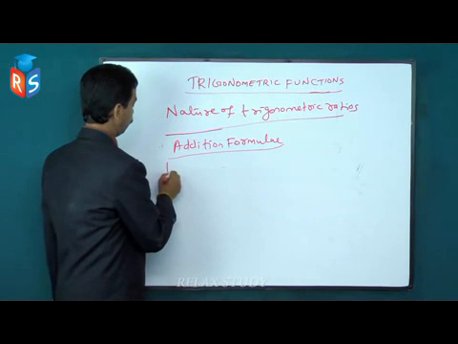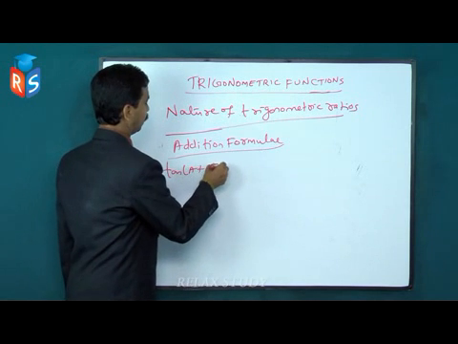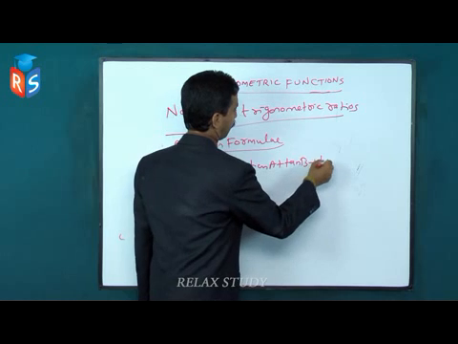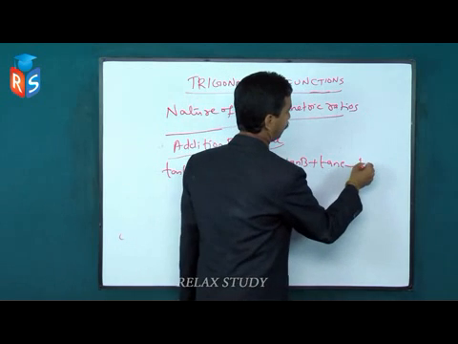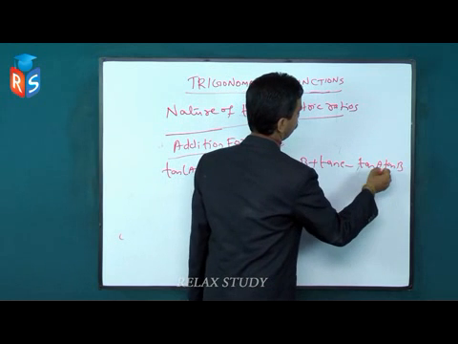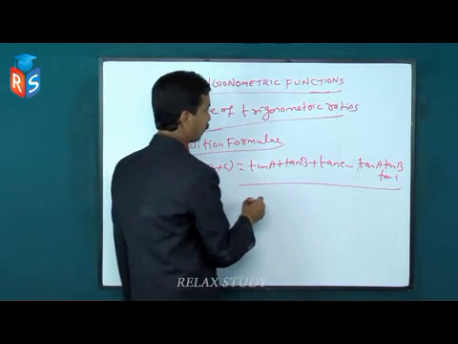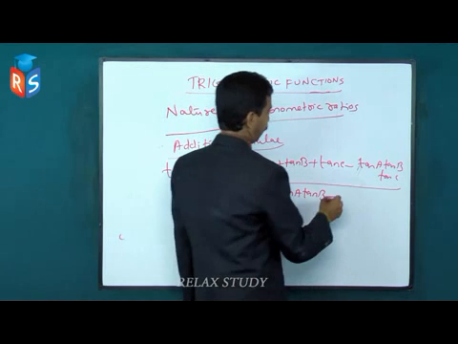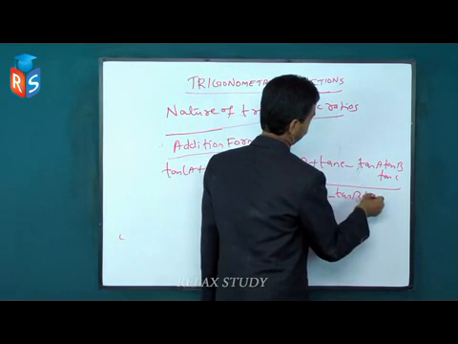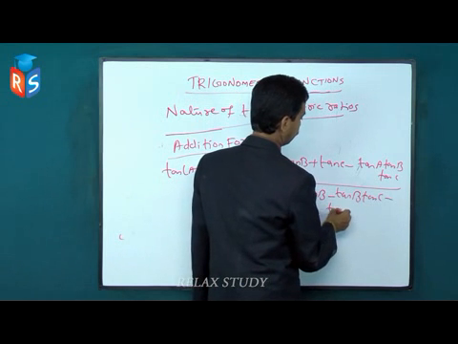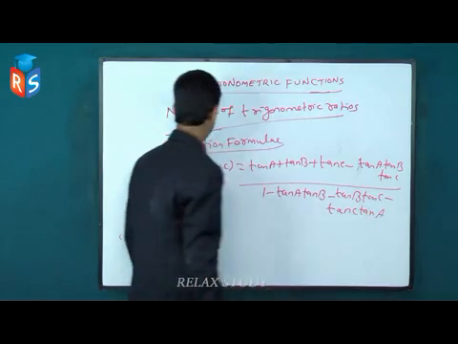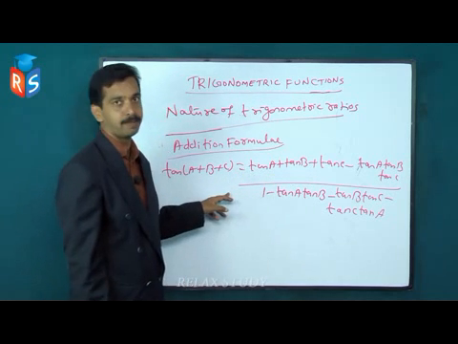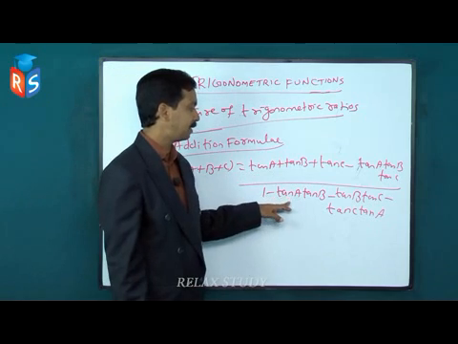In the case of tan, we can write tan A plus B plus C equals tan A plus tan B plus tan C minus tan A tan B tan C, all divided by 1 minus tan A tan B minus tan B tan C minus tan C tan A.